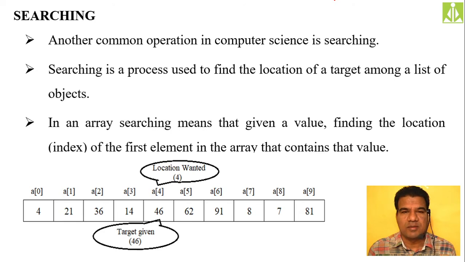Whatever item we are searching for, we call it a target. Suppose you are searching for a pen, we call it a target. If you are searching for a mobile, we call it a target. So for every search operation, there are two possibilities. First is target found, second is target not found. These two cases we have to consider whenever we are performing the searching operation.